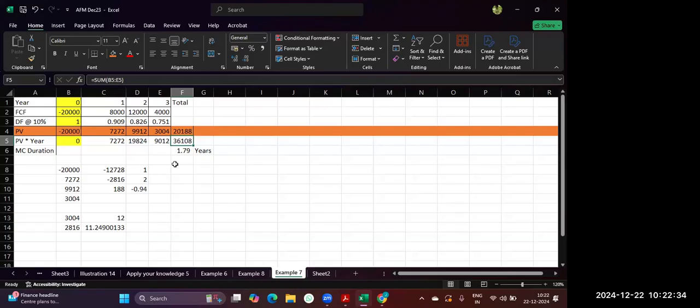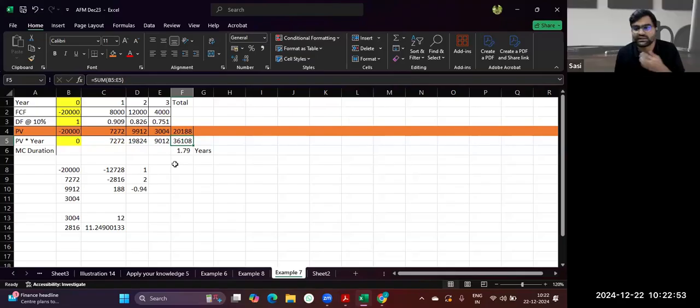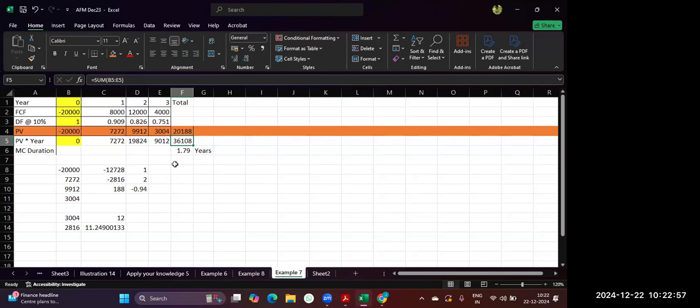Any questions? Can you calculate the Macaulay duration for me and tell me what is the average number of years it comes to? So 1.8 years. Everyone got this? Yes, sir. That is nothing but both of them divided by each other. Clear? Yes, sir.